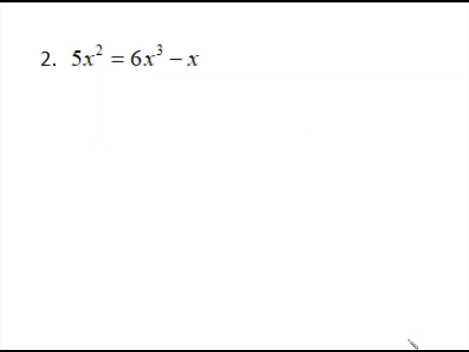Alright, so let's take a look at number 2 here. So we're solving this polynomial now. So first let's make the problem equal 0. Okay? So I'm going to minus 5x squared to both sides. And when you set it up, make sure that it's in the correct order. It should go from highest exponent to lowest. So 6x to the third minus 5x squared, then minus x.